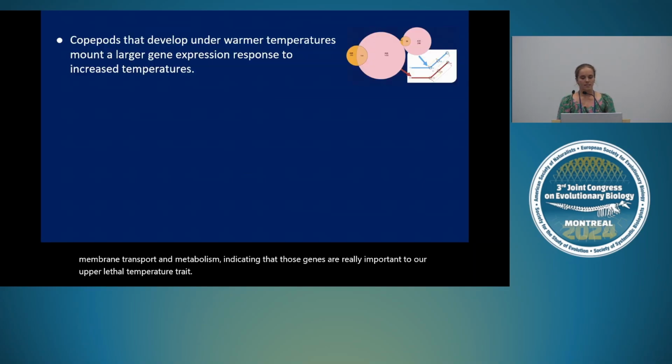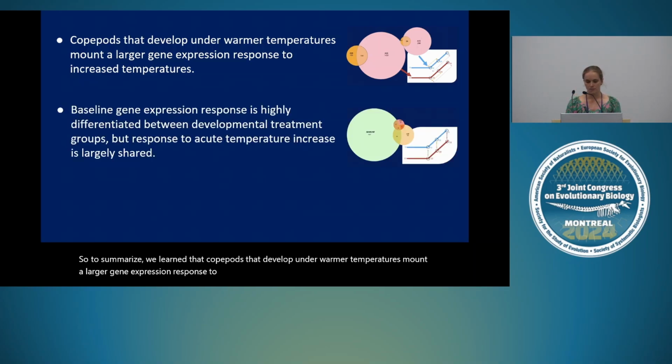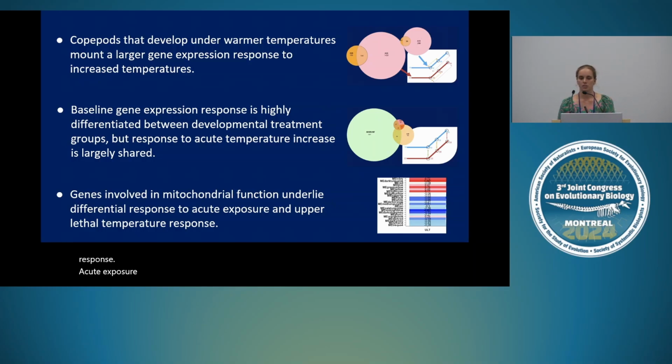So to summarize, we learned that copepods that develop under warmer temperatures mount a larger gene expression response to increased temperatures, and that baseline gene expression response is highly differentiated between developmental temperature treatment groups, but that response to acute temperature increase is largely shared. And genes involved in mitochondrial function underlie differential expression response to acute exposure and upper lethal temperature response.